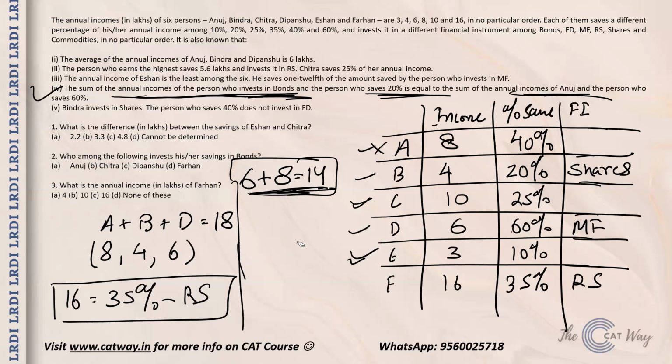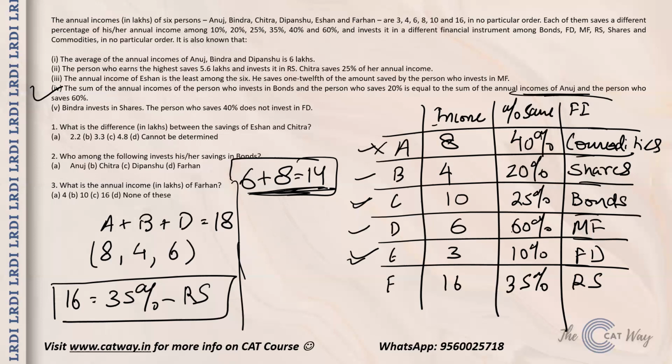Okay. Now talking about where they invest. A is not going to invest in FD. That is certain. Also we are talking about the annual income of the person who invests in bonds and the person who saves 20%. So who were these two people? B and C. Now B is investing in shares, and that means C is the person who is investing in bonds. Now A is not investing in FD, so E is investing in FD, and that means A is investing in commodities. Okay, now the set is done.